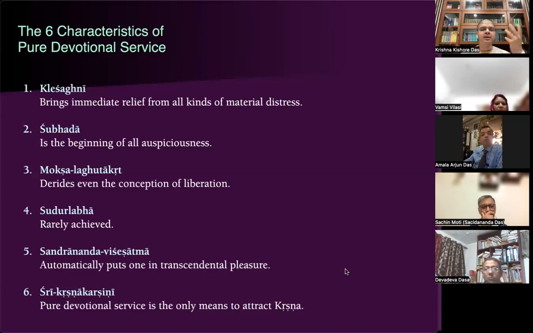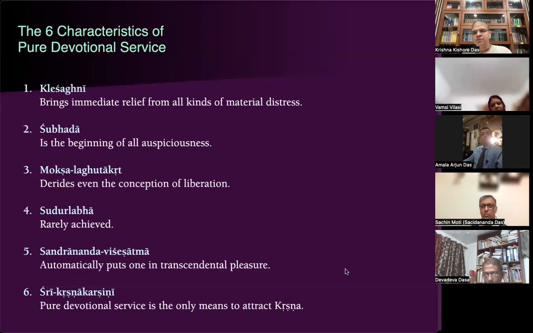Sandarananda means transcendental pleasure. So automatically, devotional service places the devotee in eternal bliss. We discussed this yesterday in the definition of rasa, that mundane rasa is chapal sukh. It gives momentary pleasure, flickery pleasure. But eternal rasa, bhakti rasa, is amrita, eternal happiness, eternal bliss. So that is Sandarananda Visheshatma. One is automatically put into transcendental pleasure, the ocean of transcendental pleasure.